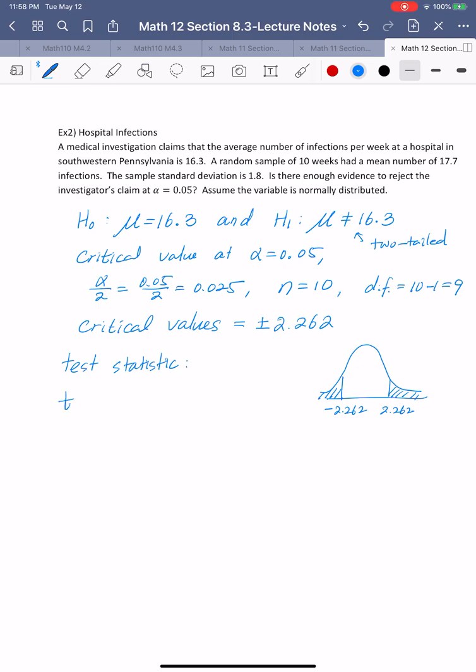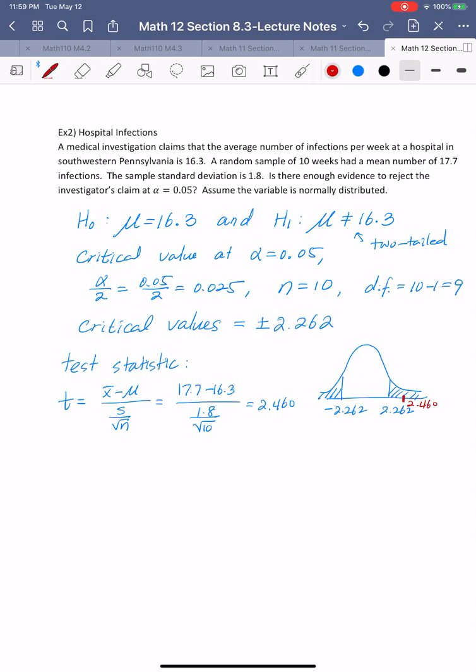Now we need to find the test statistic, which is a t-value. The formula is x bar minus mu over s over square root of n, which is 17.7 subtract 16.3 over 1.8 over square root of 10, which comes out as 2.460. So now I'm going to find the place of the 2.460, which is about here. 2.460, right? So the test statistic falls into the critical region.